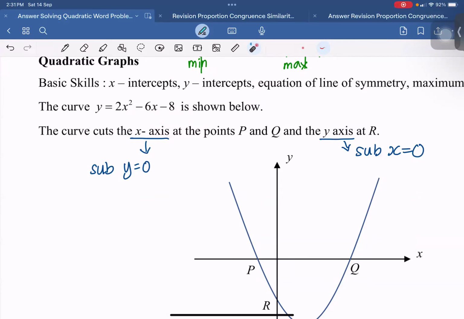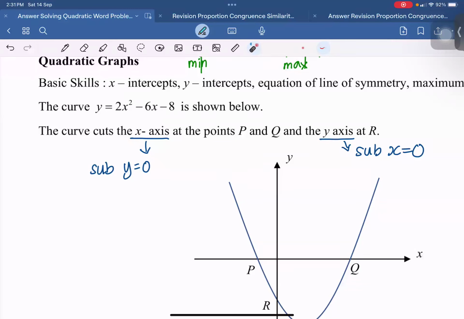Nobody answer me again. Cut x-axis, what must be 0? Okay, I know, I call Elise. Elise, are you there, Elise? Elise, keep quiet, Elise. Elise! She's not going to answer me.